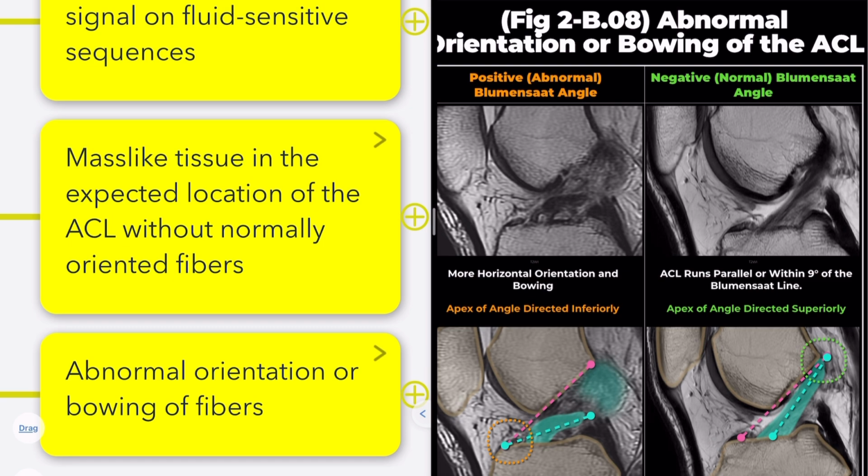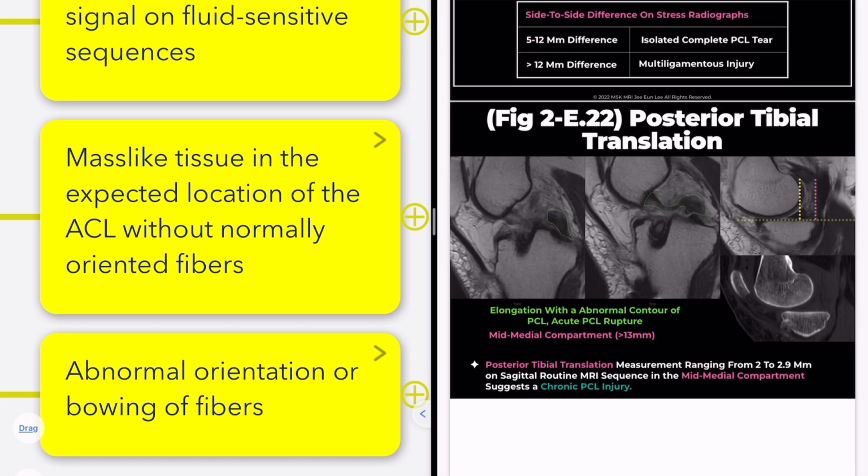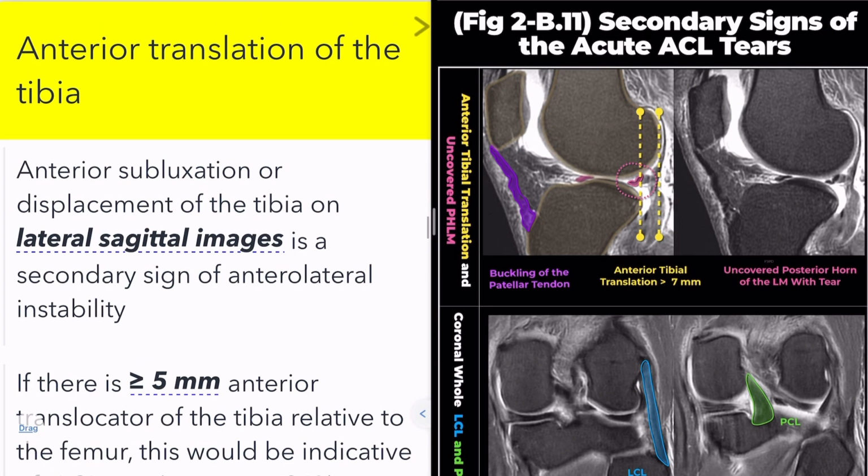Since the ACL's function is to prevent anterior tibial translation in extension, an ACL tear should increase the degree of anterior tibial translation during knee extension. Therefore, the secondary signs are the findings related to anterior tibial translation.